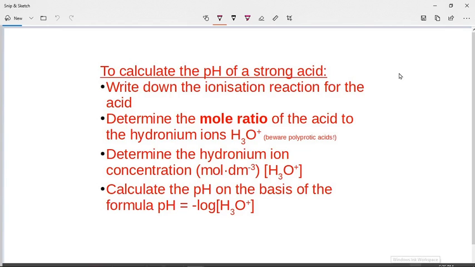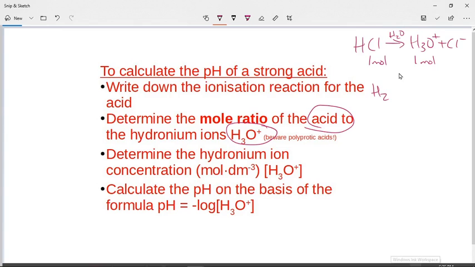steps. The most important thing when we find pH is to realize that an acid and the hydronium ions may not have the same concentration. So the first step is to write down the ionization reaction. So for instance, for hydrochloric acid it's easy. Hydrochloric acid goes to a hydronium ion and a chloride ion. Okay, so for every 1 molecule of hydrochloric acid, hydrogen chloride, we will get 1 mole of hydronium ions.